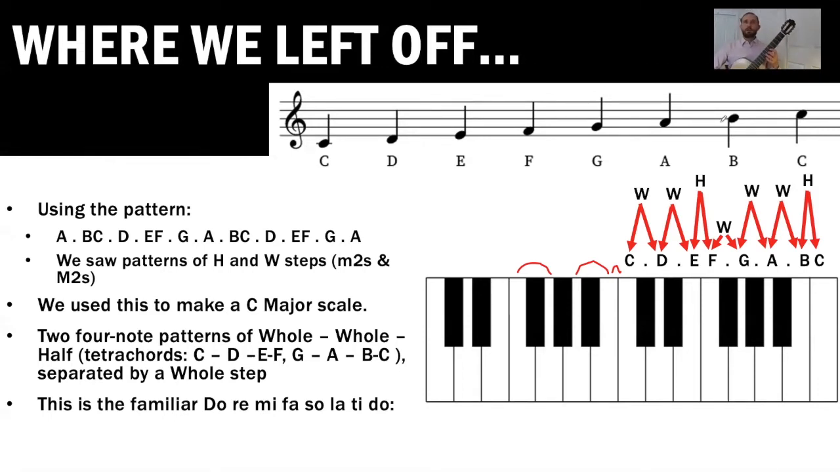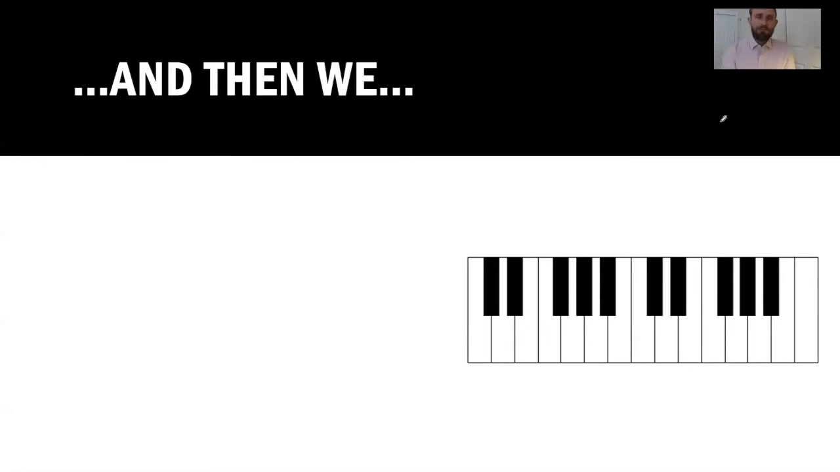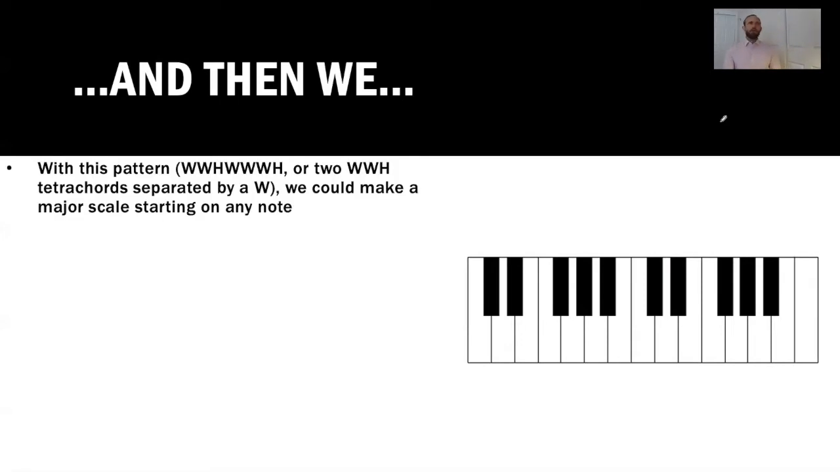Again, so you have 1, 2, 3, 4 notes. That's a tetrachord of whole, half step. Then you go a step away, whole, takes you to A. Another whole takes you to B, and B to C is a half. So 2 whole, whole, half tetrachords separated by a whole step. But then we took this further. What we realized is with this pattern, we could make a major scale starting on any note.